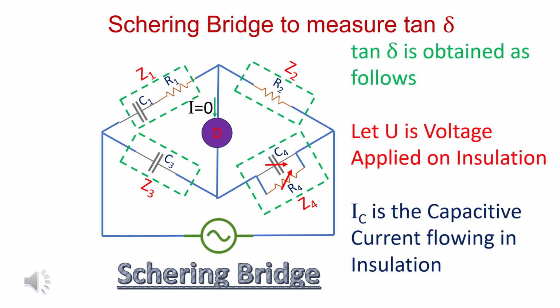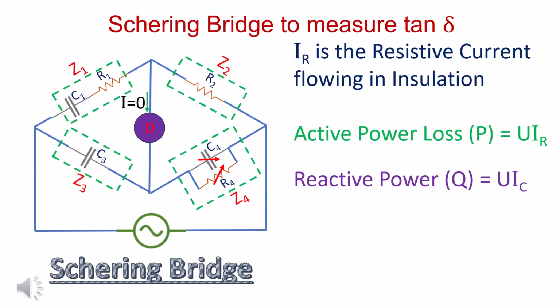Tan delta is obtained as follows. Let U be the voltage applied on insulation. IC is the capacitive current flowing in the insulation. IR is the resistive current flowing in the insulation. Active power loss P is equal to U IR. Reactive power Q is equal to U IC.